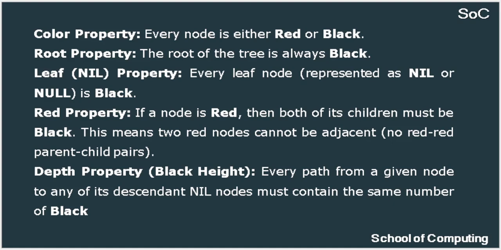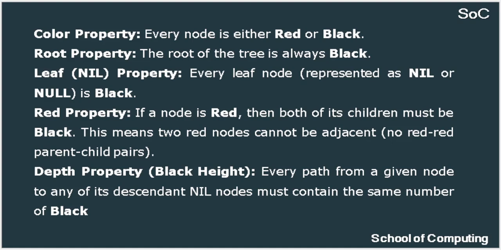So we will try to understand the construction of a red-black tree, and in order to construct one we need to know certain properties of a red-black tree. Point number 1, color property. Every node is either red or black. Root node is always black.